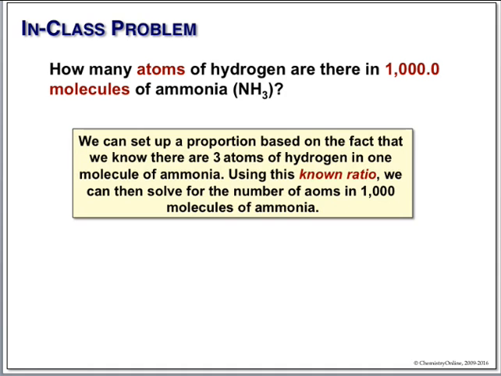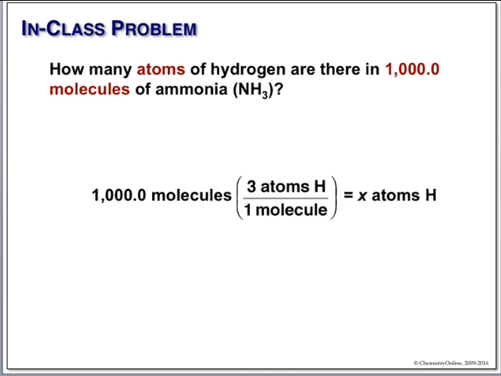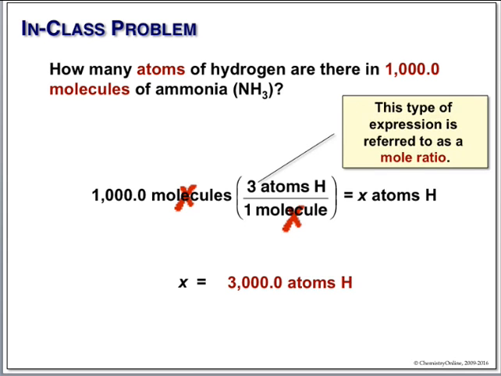We are given here that we have 1,000 molecules. So let's start off with that as our given. We have 1,000 molecules. We have 3 hydrogens per molecule. Clearly, molecules are going to cancel. We're only left with atoms of hydrogen. And very simply, this is 3,000.